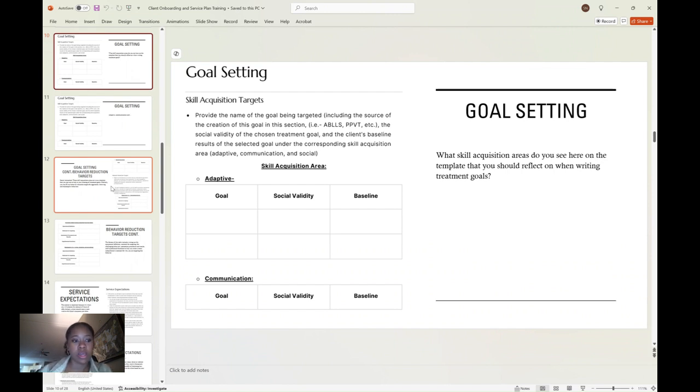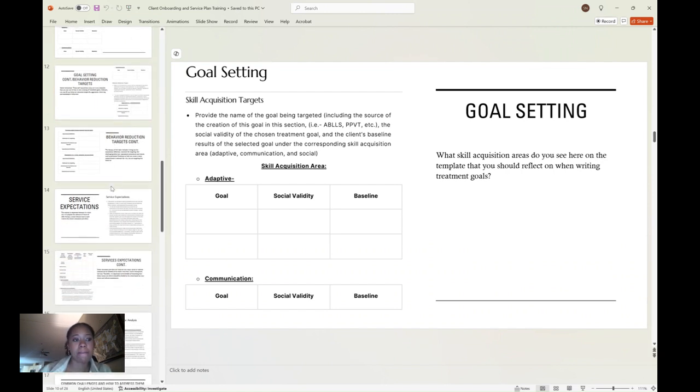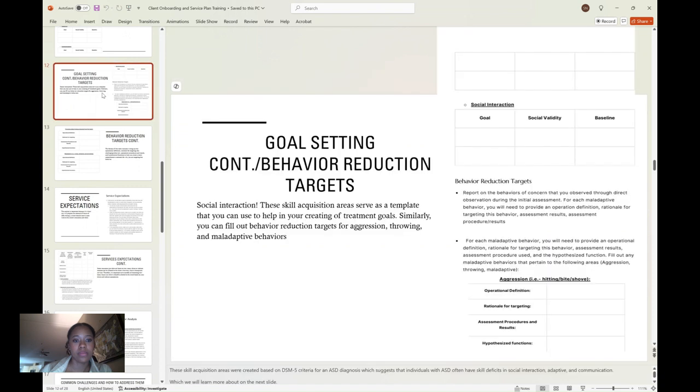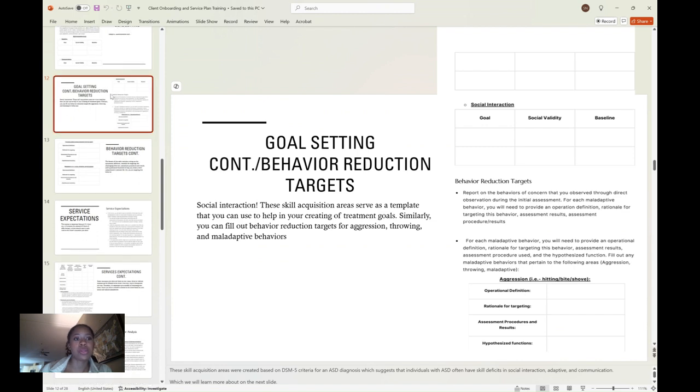Again, I'll give you another second. Social interaction and communication and adaptive. These are the skill acquisition areas that you will want to fill out the goal, social validity, and baseline that you are observing in direct therapeutic services or treatment sessions with the client.